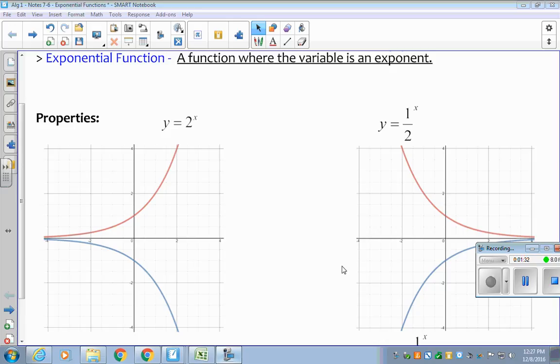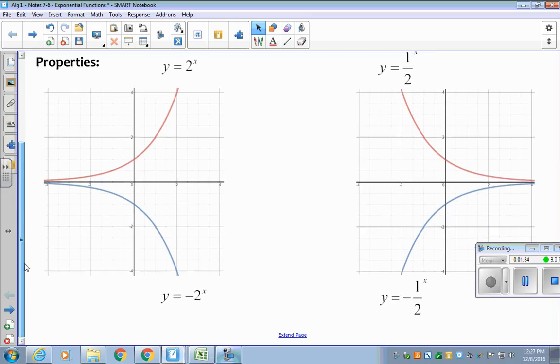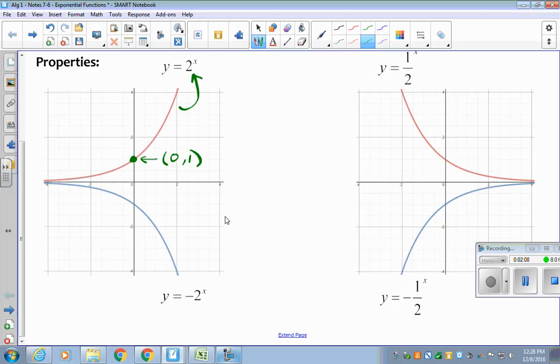Scroll below that, so this top line is y equals 2 to the x. So go ahead and put a little arrow that shows it goes with y equals 2 to the x. I'm going to highlight a couple of things that are important for you guys to note. The main thing is that it has a y-intercept of 0, 1. So put that on your graph. The y-intercept of 0, 1.